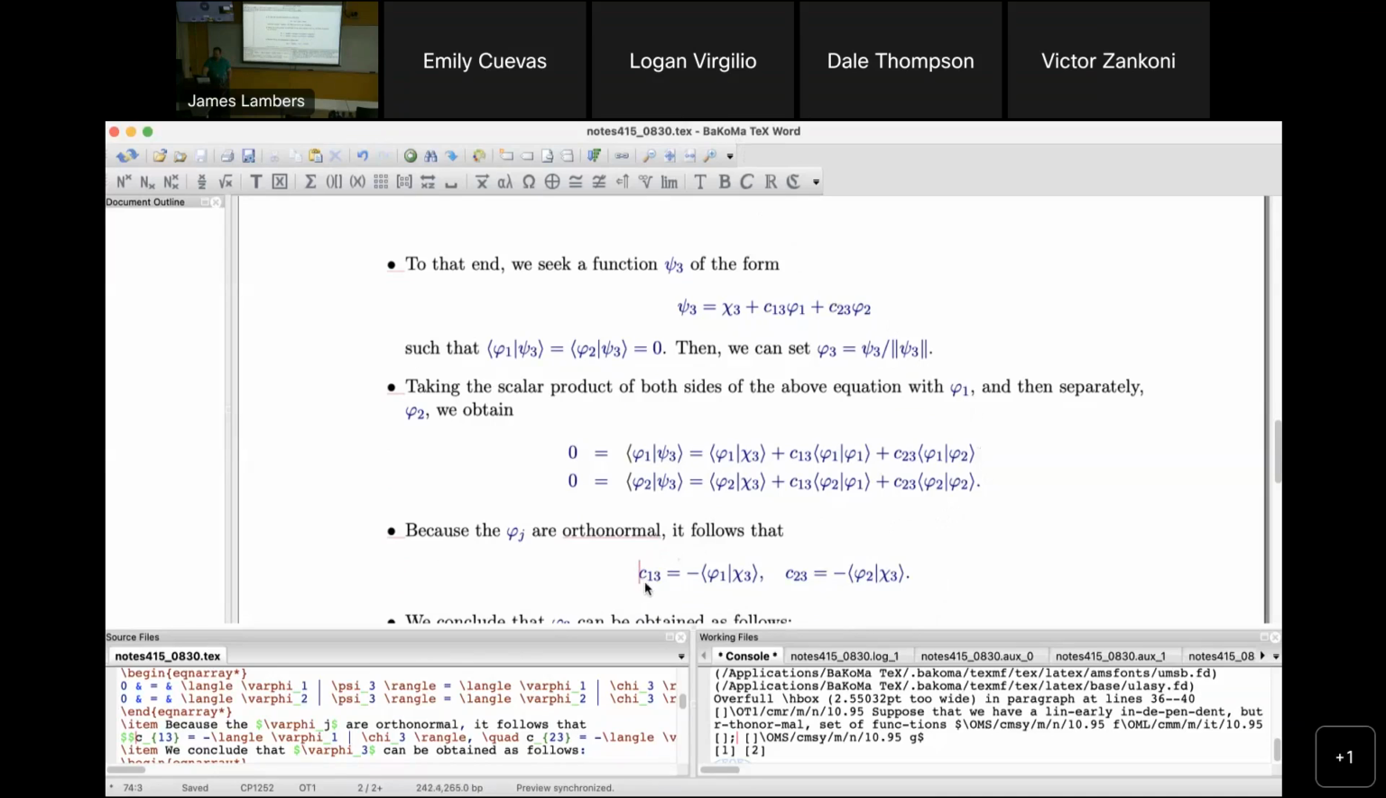Notice my indexing scheme. C1 free is minus the scalar product of phi1 with chi3. Here we have C2 free is minus the scalar product of phi2 with chi3. So Cij through this whole process will be minus the scalar product of phi i with chi j. So it'll always work out that way.